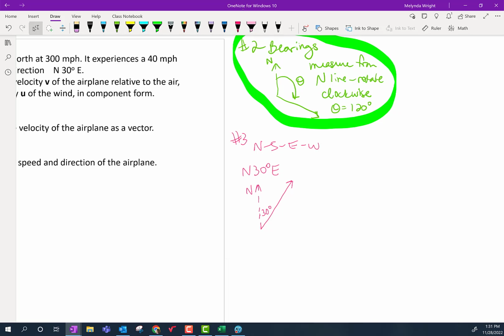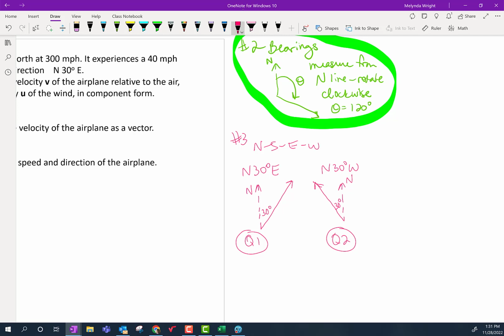Okay? Let's see what would happen if it was north 30 degrees west. Let's look at northwest. How would I do that? I have my north line. Northwest is up and left. So I draw my vector here, and that's the 30 degrees. That's north 30 degrees west. So let's talk about quadrants. Northeast is in quadrant 1. Northwest is in quadrant 2.